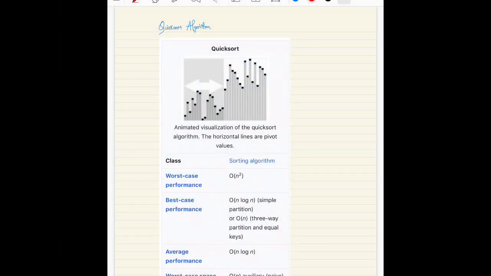Hey guys, welcome back to another video, and today we'll be discussing the quicksort algorithm. So I pulled up this page from Wikipedia.